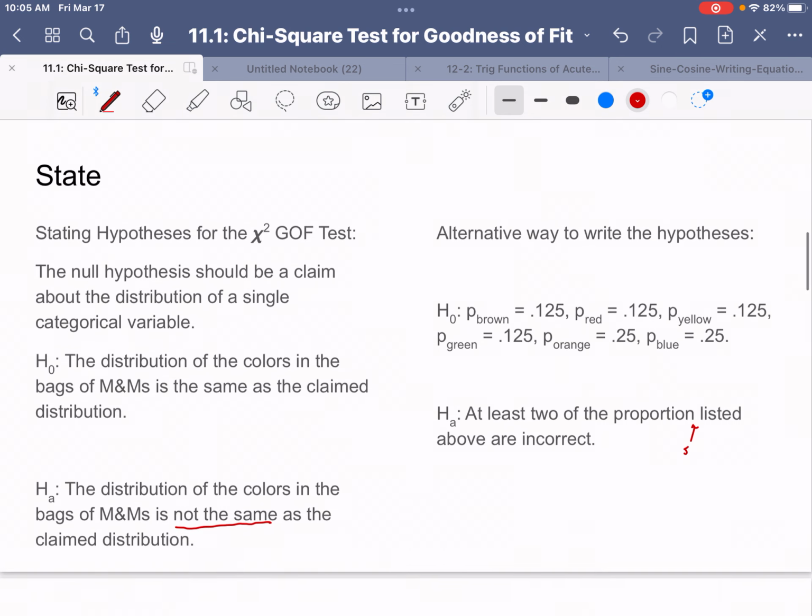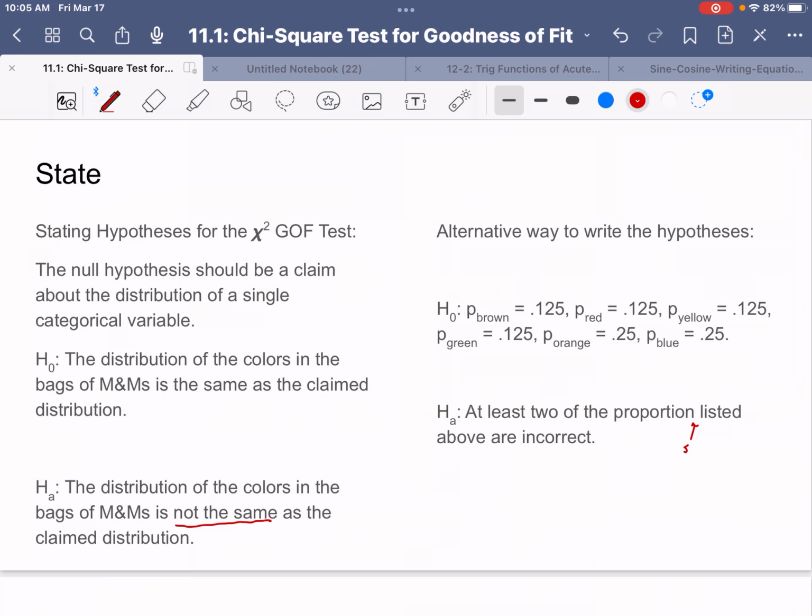So when you're carrying out a chi-squared test for goodness of fit, just like any other significance test, the first thing you do is state your hypotheses. Now, what's unusual about the chi-square test is that for the hypotheses, we usually use words. You don't have to, but usually people do. When you state the null hypothesis for a chi-square goodness of fit test, your null hypothesis should be a claim about the distribution of a single categorical variable.